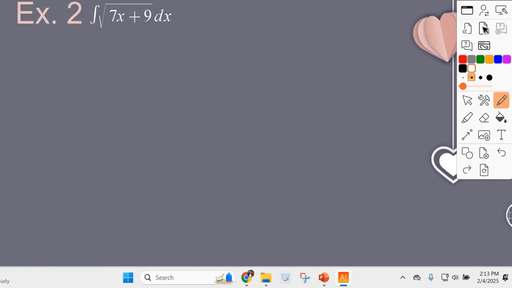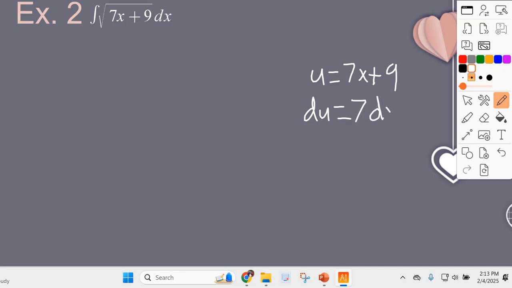Alright, what about this one? Do I have an inside function and an outside function? Yes. What's our inside function? Okay, so u equals 7x plus 9. So this time, instead of writing a function with both u's and x's, we're going to do that whole process on the right-hand side before we start trying to plug in. So what is the derivative of u, the du? What's our derivative of 7x plus 9? 7.